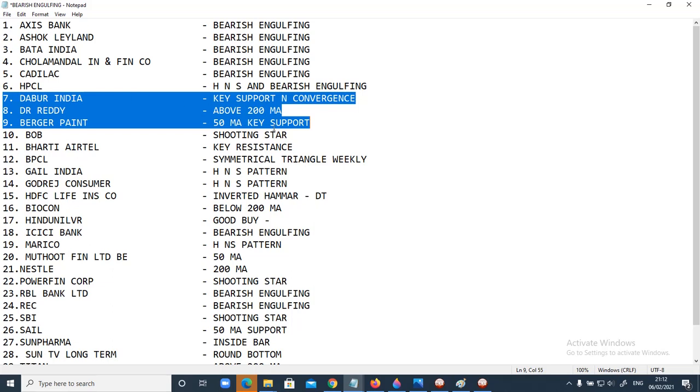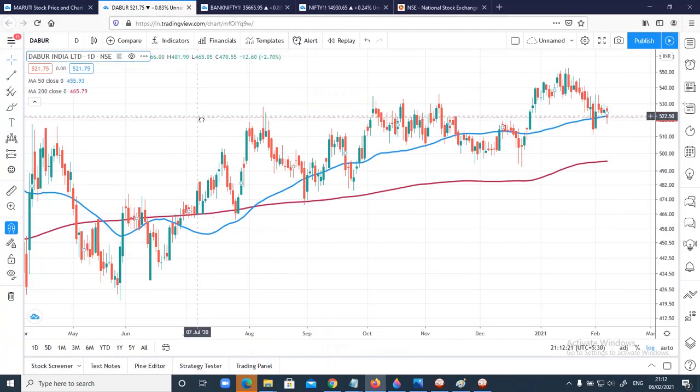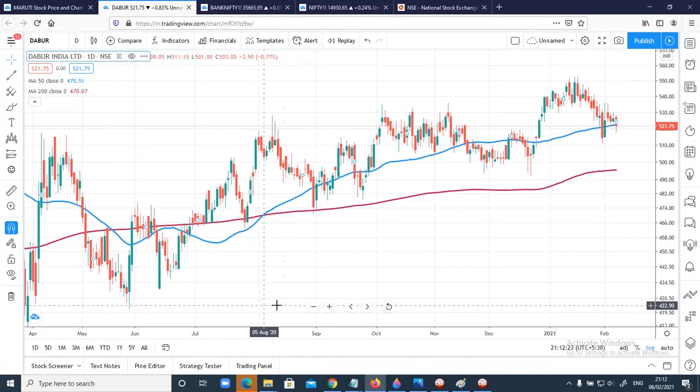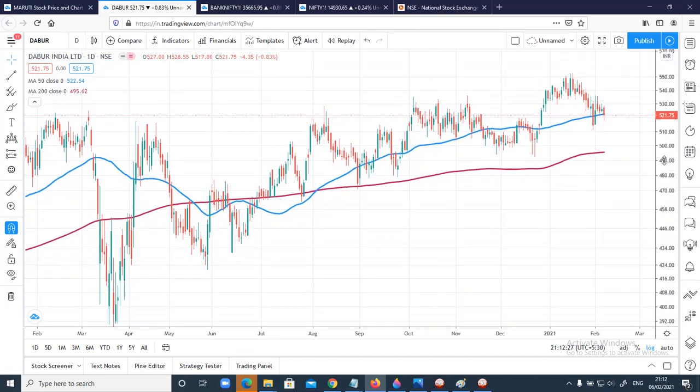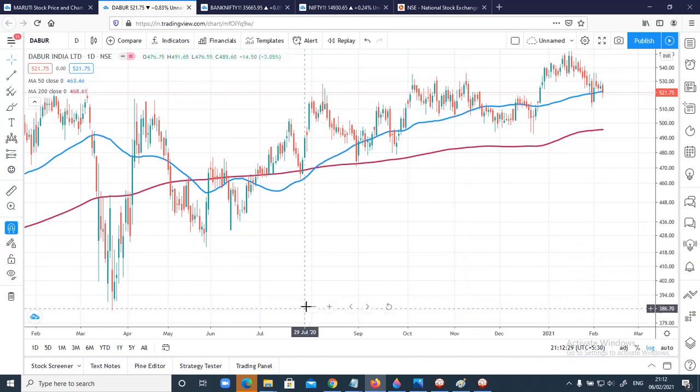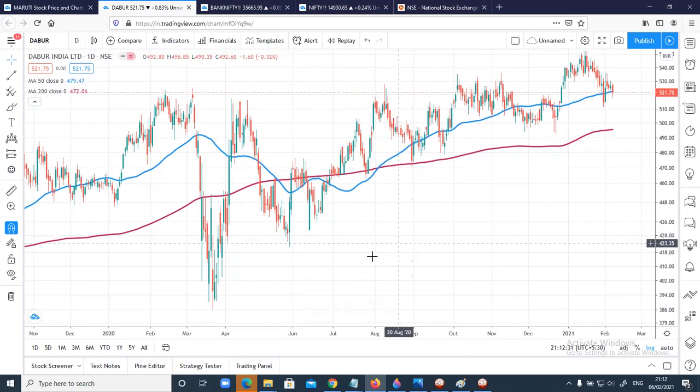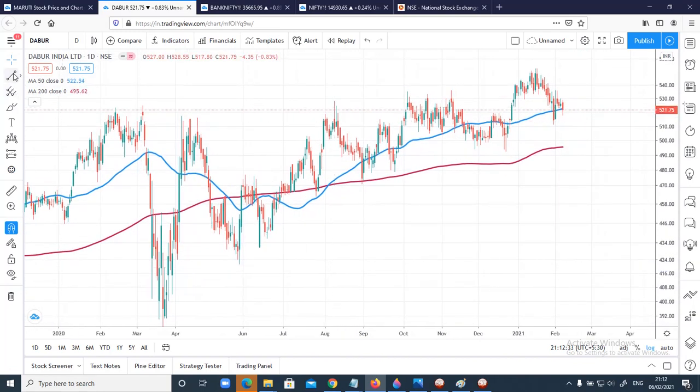Now let's move to Dabur India. Okay, in case you see here, this is a daily chart for Dabur India. Now let me show you. Actually, this is trading somewhere near a key support. What is the key support I have identified here? Let me show you that.